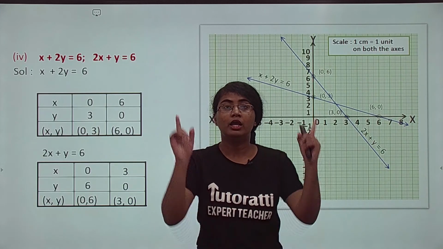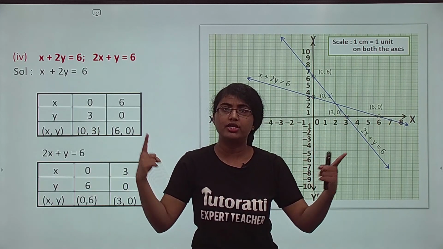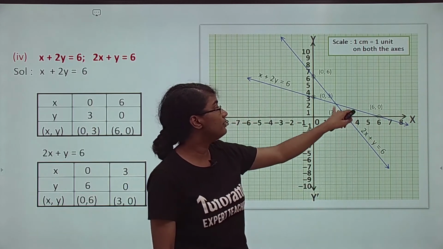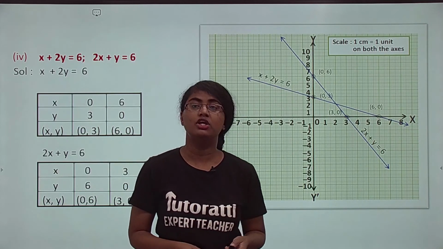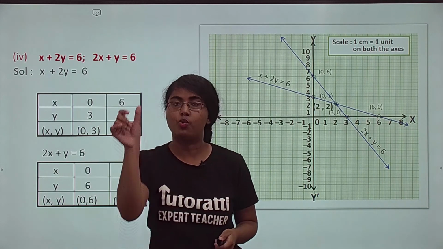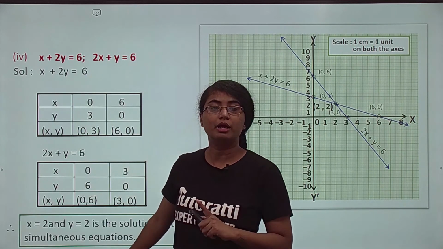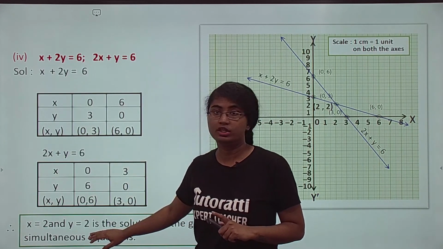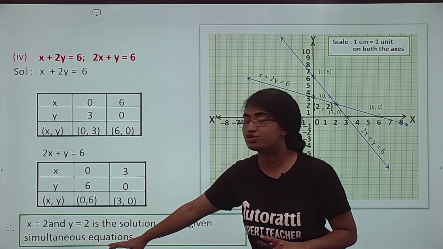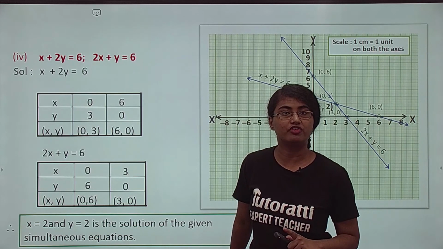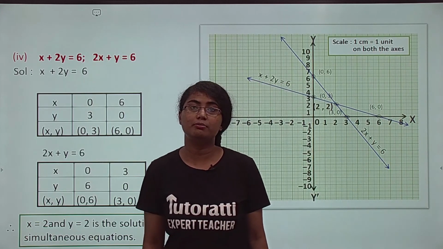Okay. Can you see these two lines are intersecting somewhere? Matlab there is a point of intersection. What do you make of this point of intersection? That point of intersection के coordinates निकालो, which is 2, 2 in this case. That becomes your solution. So x equals 2 and y equals 2 is the solution of your given simultaneous equations. Is this clear? The graphical method.